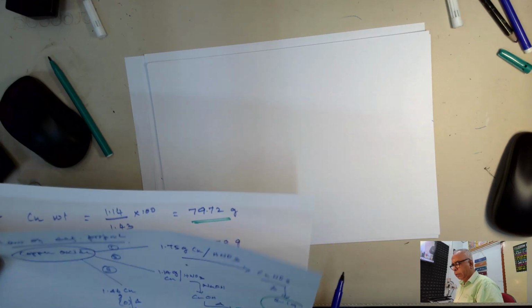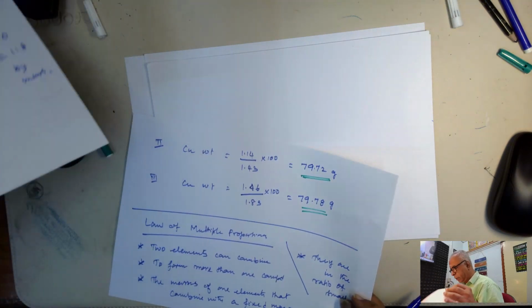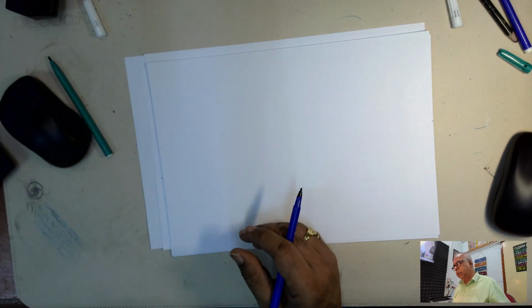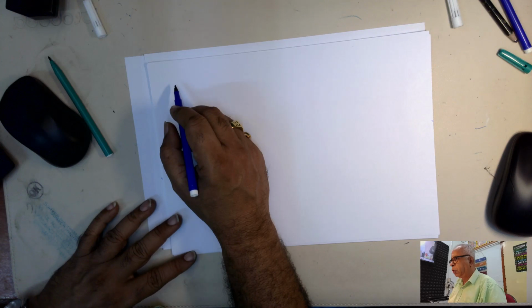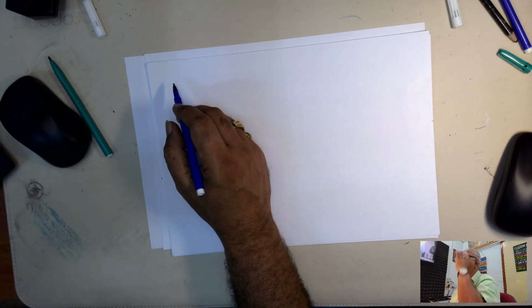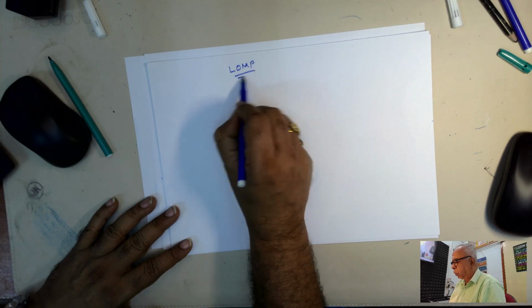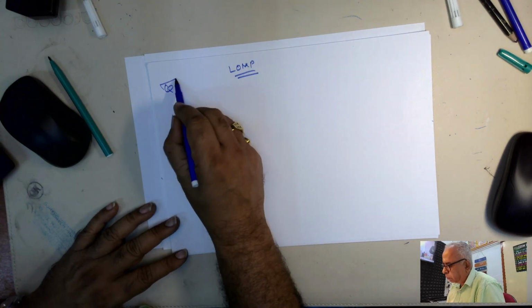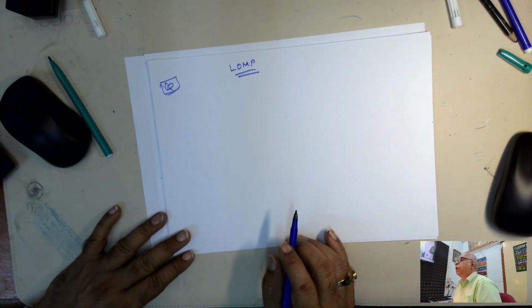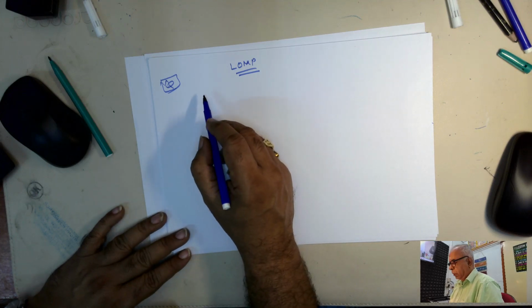First one is the law of conservation. Second one is the law of definite proportion. Third one is the law of multiple proportion. Now this is a problem based on the law of multiple proportion. Write down: law of multiple proportion. Question: take down three oxides of nitrogen.